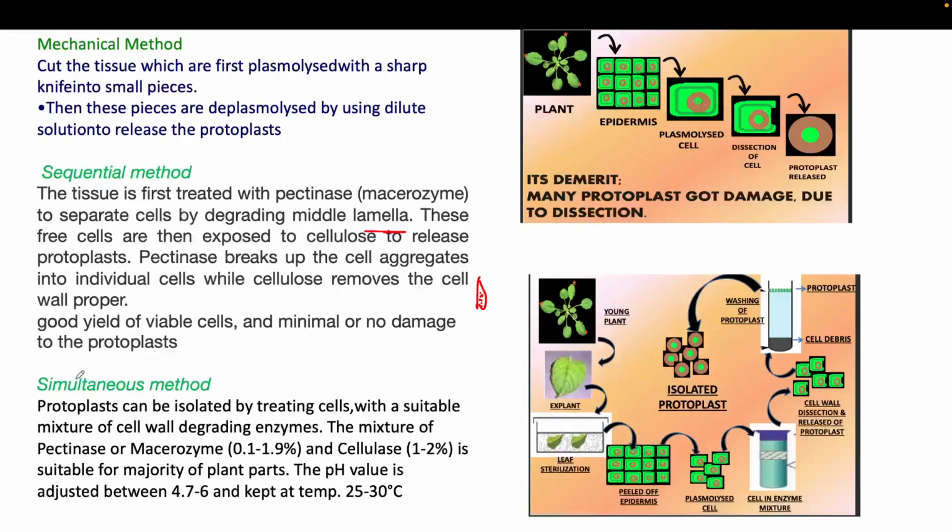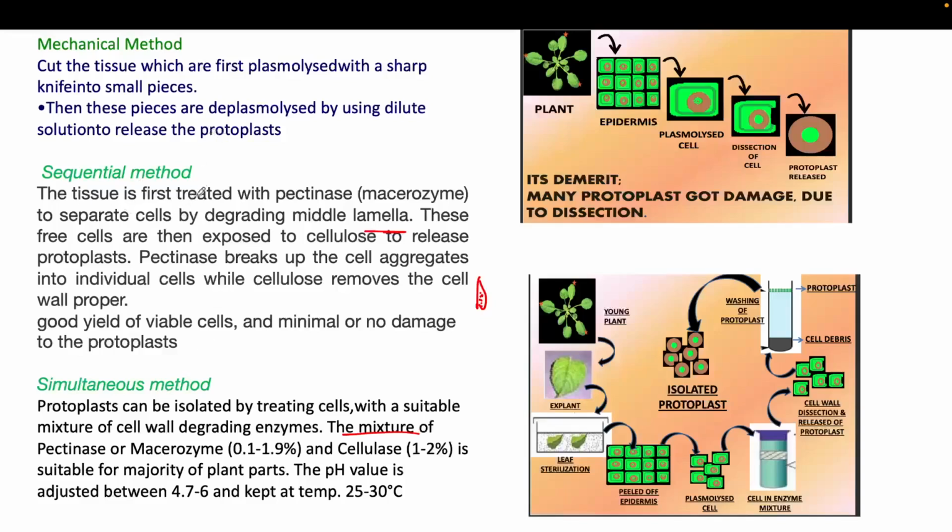But in the simultaneous method, we add both enzymes together. We use a mixture of pectinase and cellulase enzyme. In most cases we use this simultaneous method because it saves our time, and that's why we use the simultaneous method more than the sequential method.